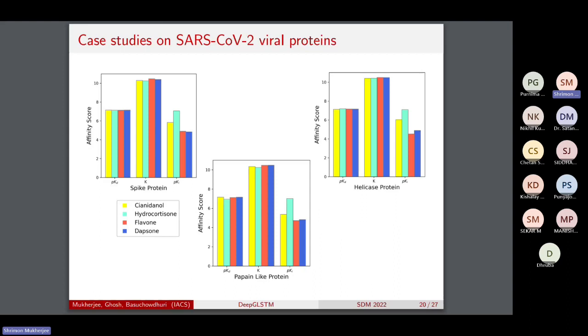If this score is high, then we can take these drugs to the wet lab experiments, and if it's low, then we can reject them.